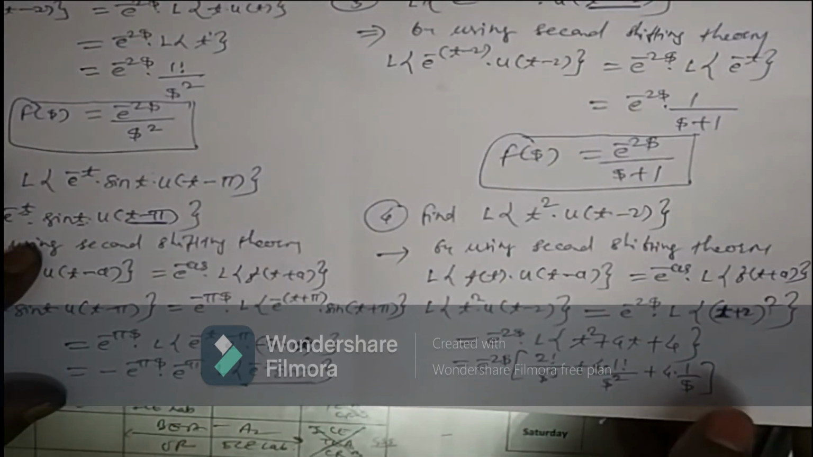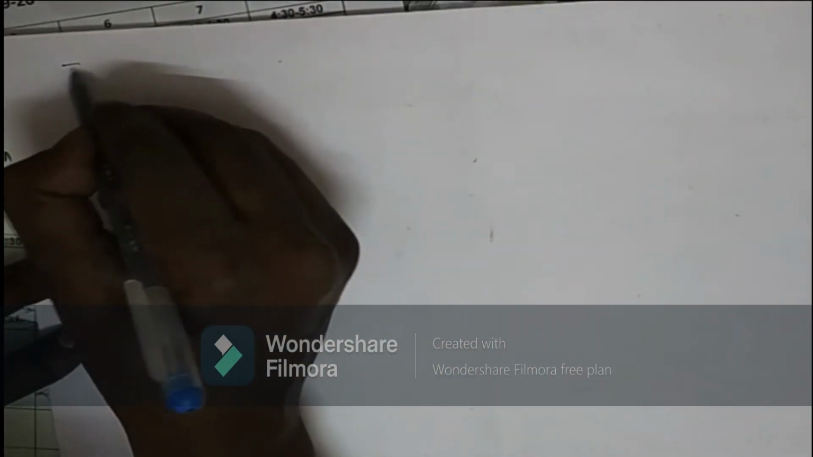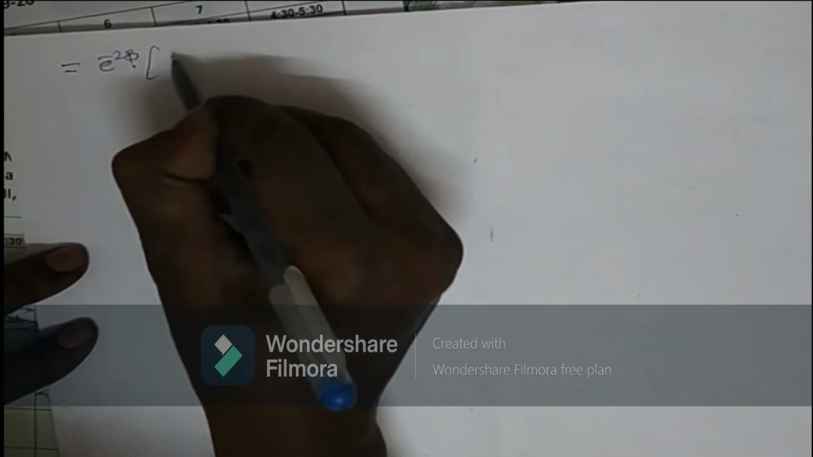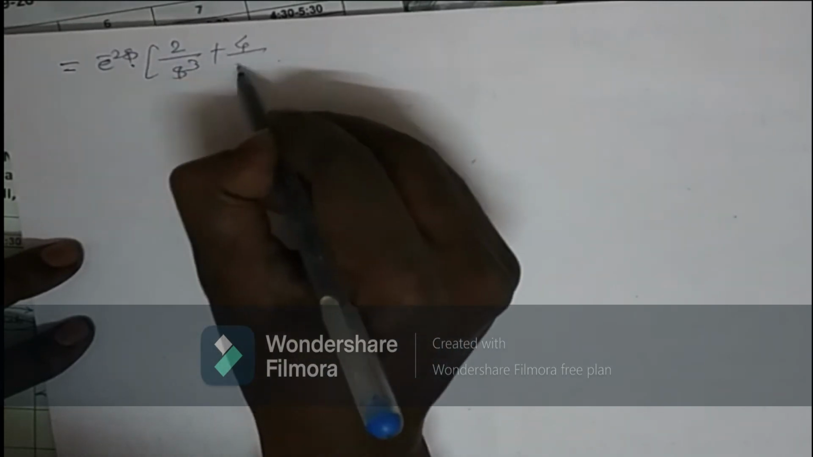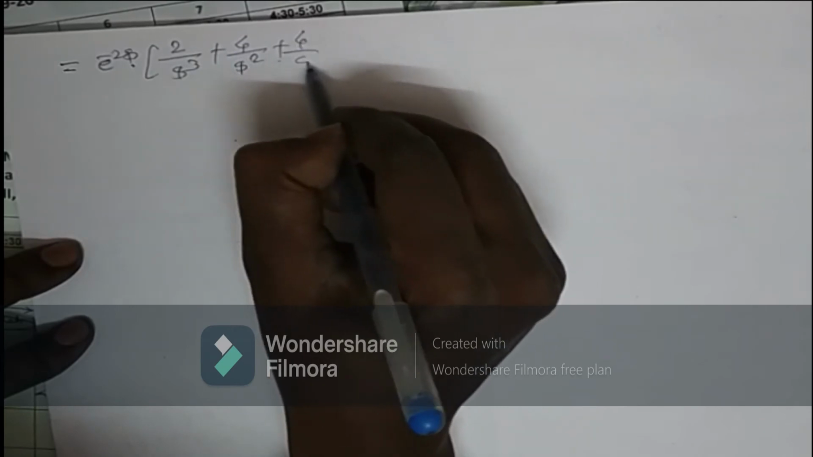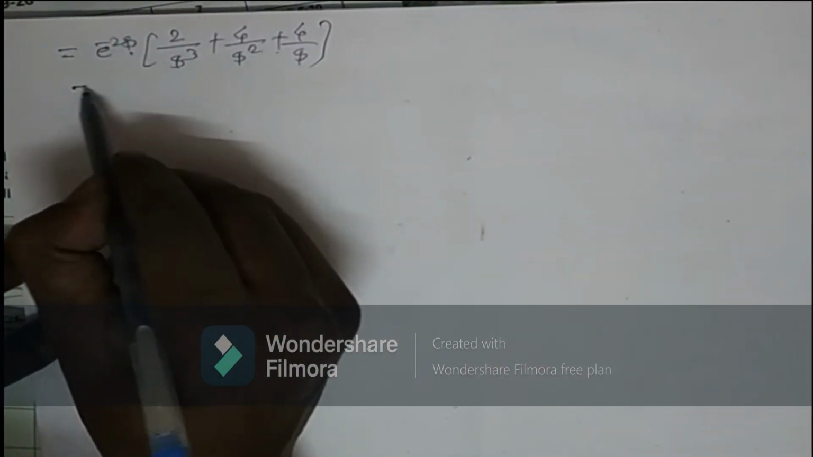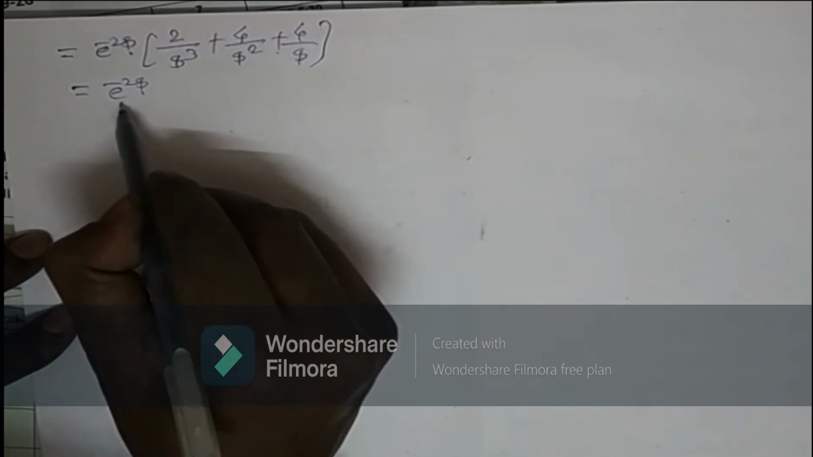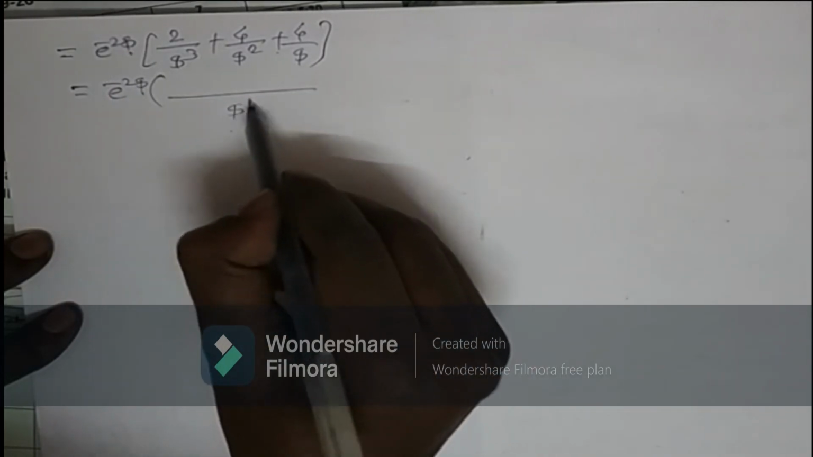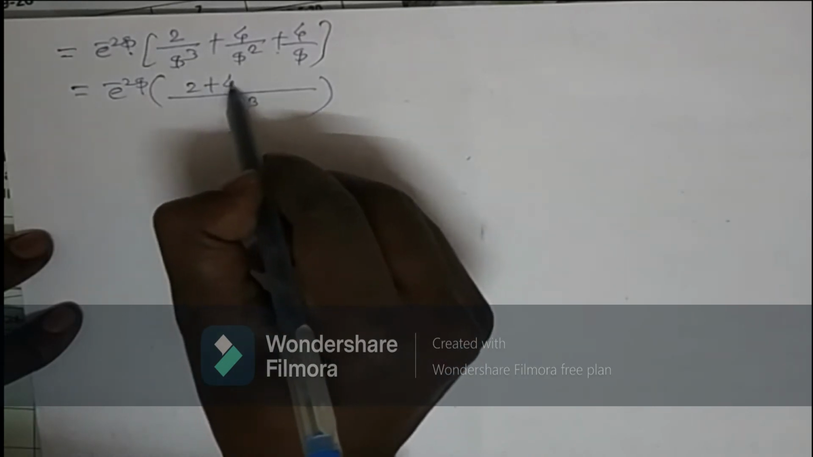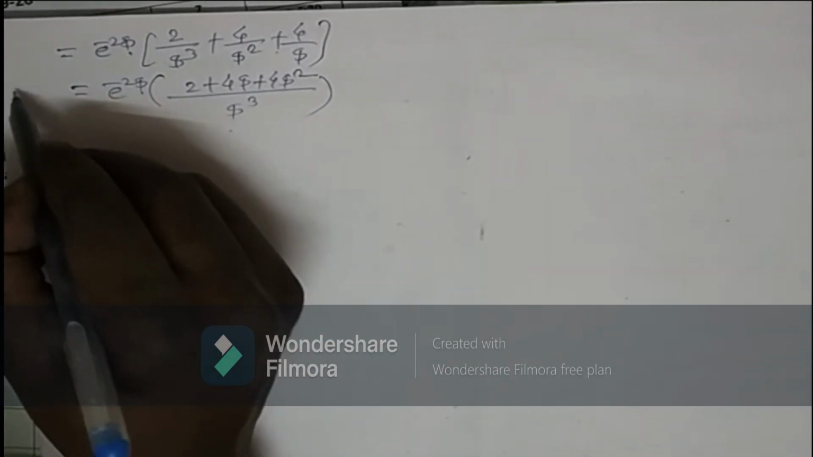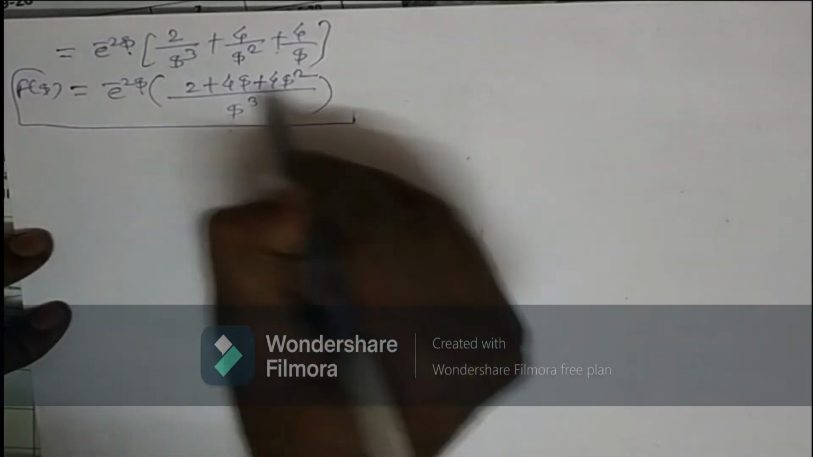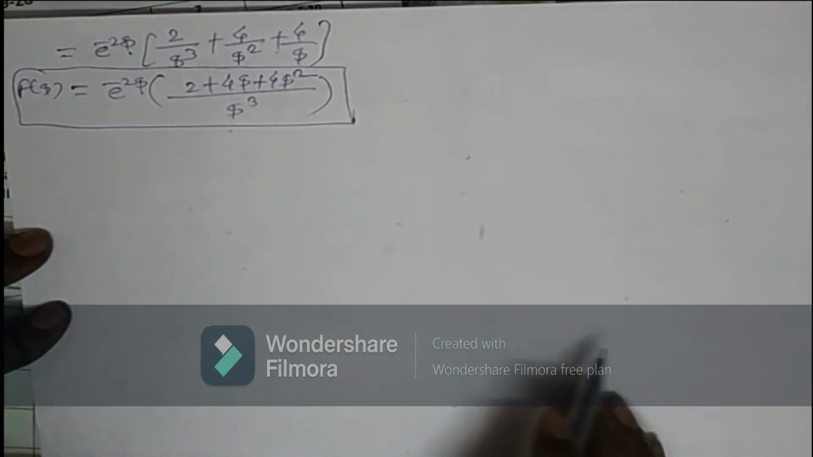And if you simplify this further, what we get? So that will be equal to e raised to minus 2s in bracket, 2 factorial is nothing but 2, divided by s raised to 3, plus 4 upon s square, plus 4 upon s. Okay, or that is equal to e raised to minus 2s divided by LCM, which is s cube. So here 2 plus 4s plus 4s square. Okay, so this will be the final answer. Okay, so I hope you understand these things.